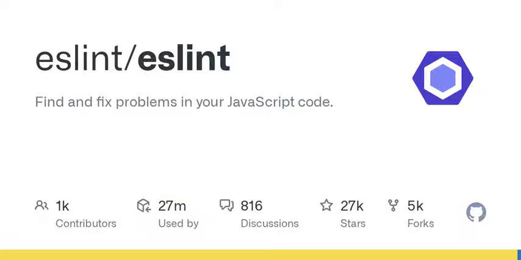Now, a quick note on updates. ESLint has a structured release schedule every 2 weeks, which keeps the tool current and reliable. They're also committed to security, with a policy in place to address issues responsibly and quickly.